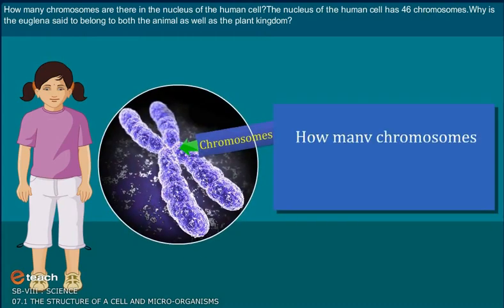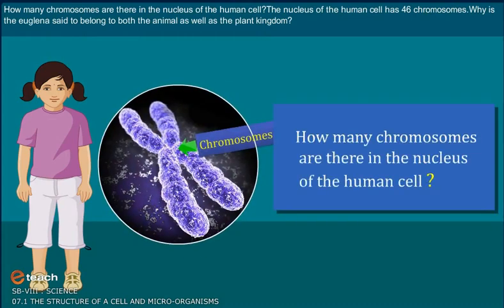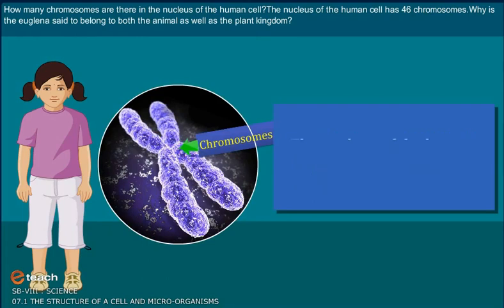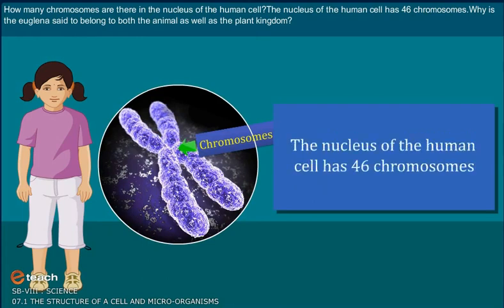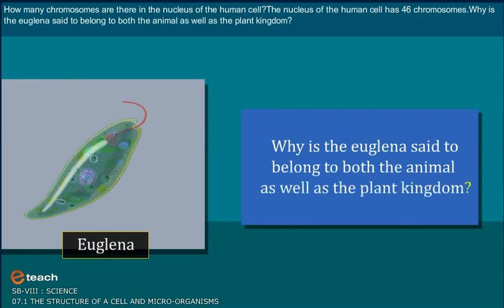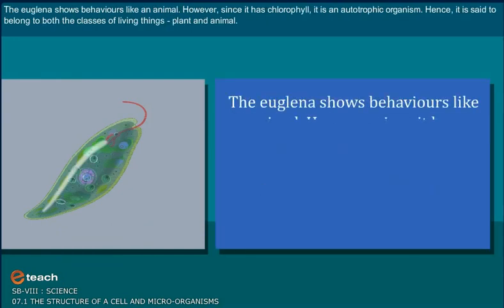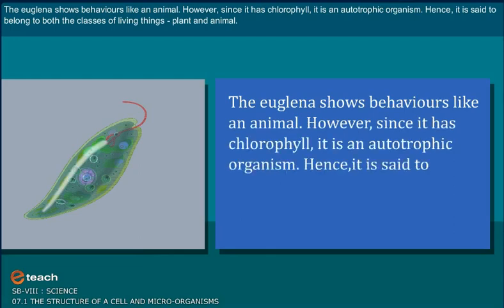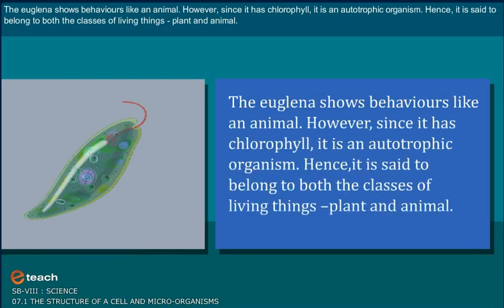How many chromosomes are there in the nucleus of a human cell? The nucleus of a human cell has 46 chromosomes. Why is the euglena said to belong to both the animal as well as the plant kingdom? The euglena shows behaviors like an animal. However, since it has chlorophyll, it is an autotrophic organism. Hence, it is said to belong to both the classes of living things, plant and animal.